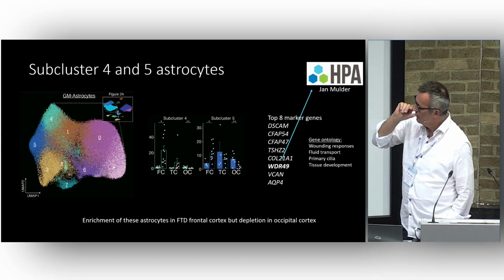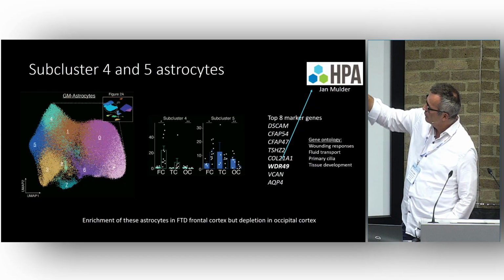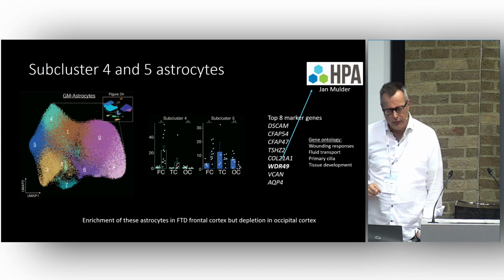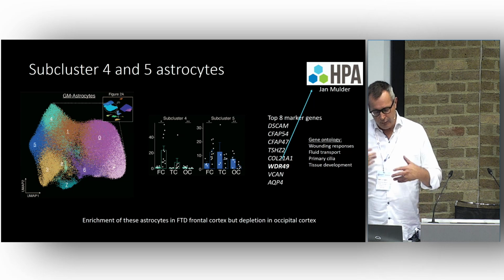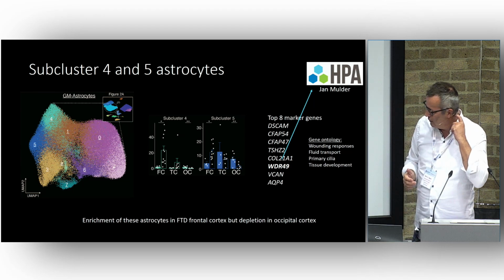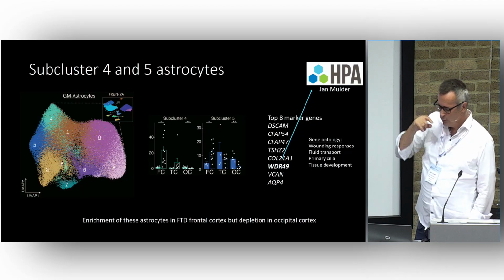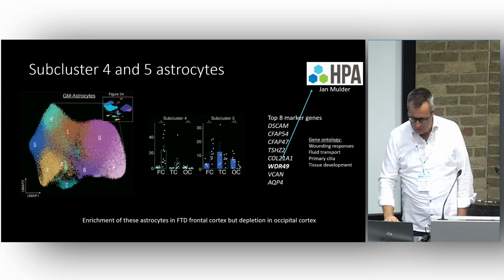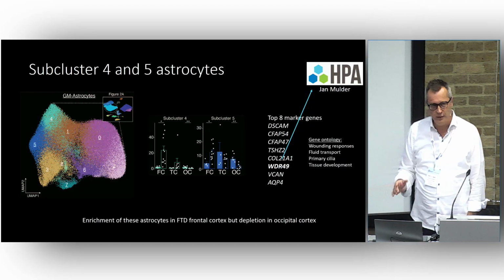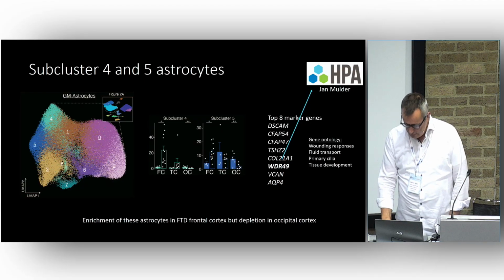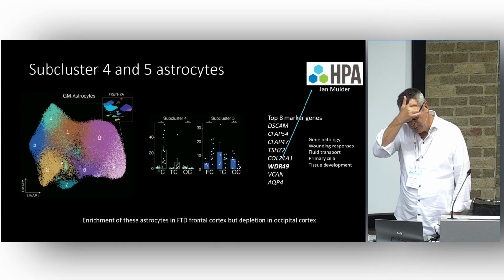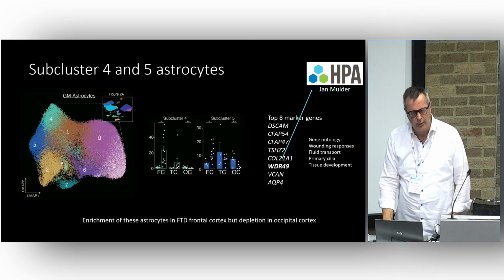So when we subcluster the microglia, we see two clusters, clusters 4 and 5, that are highly enriched in FTD cases. And then we looked at the genes that are enriched in these clusters. That's the genes. And one stood out to us, which is WDR49, which nothing is known about. It's a gene that has 1 or 2 papers. And we knew somebody at the Human Protein Atlas in the Karolinska, and he had antibodies against this protein. So we were very interested.